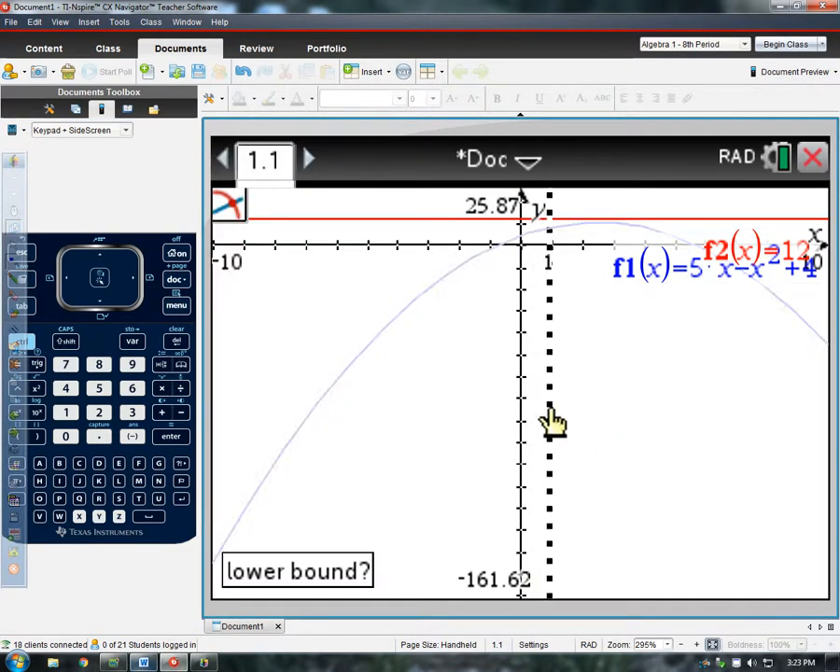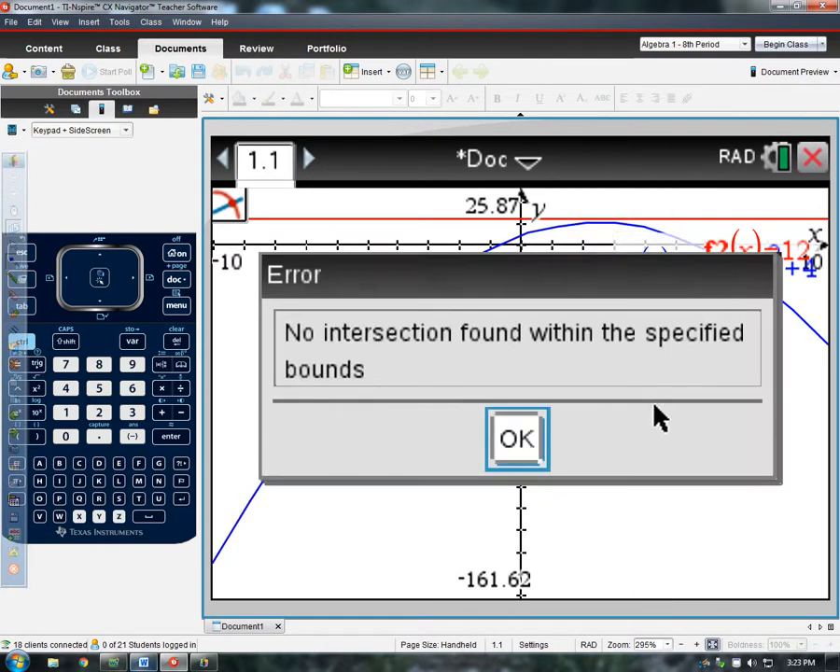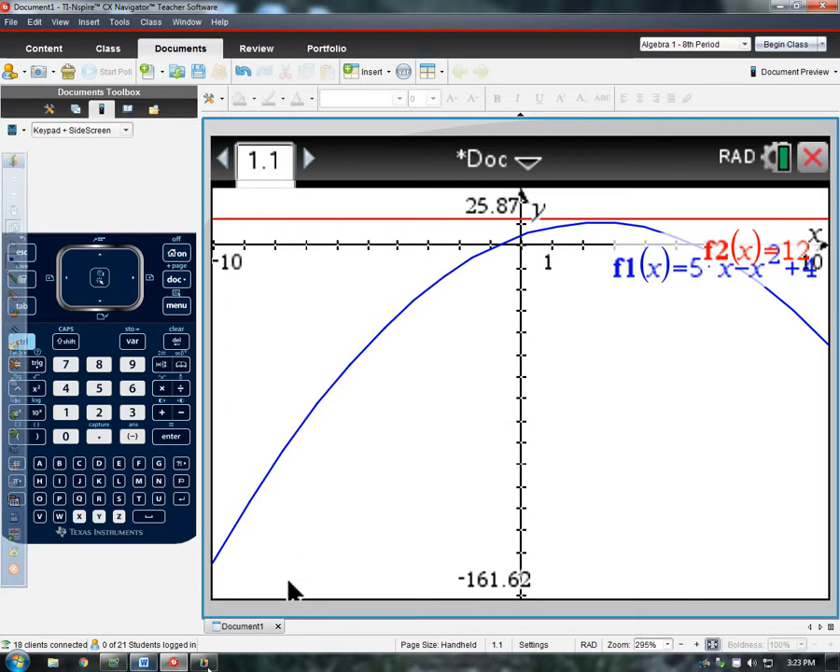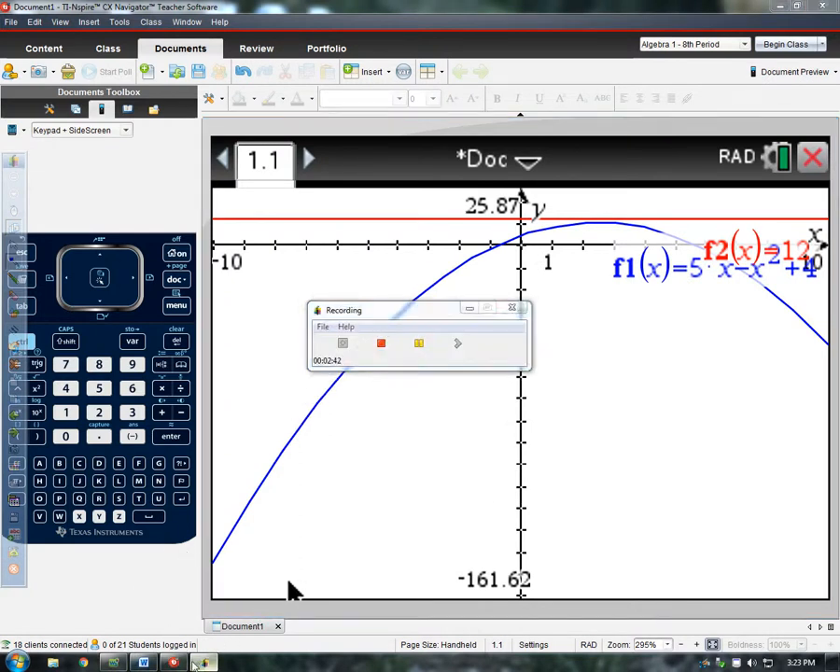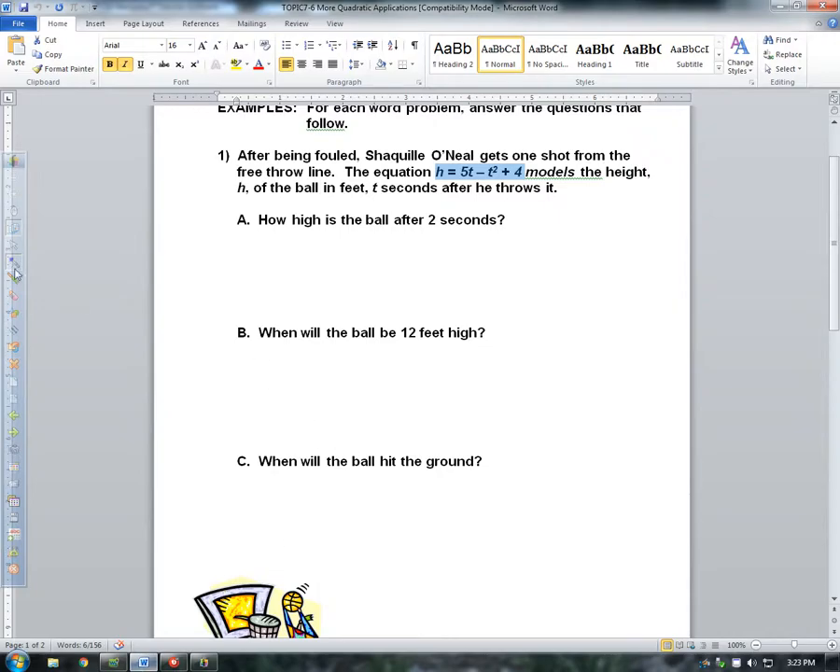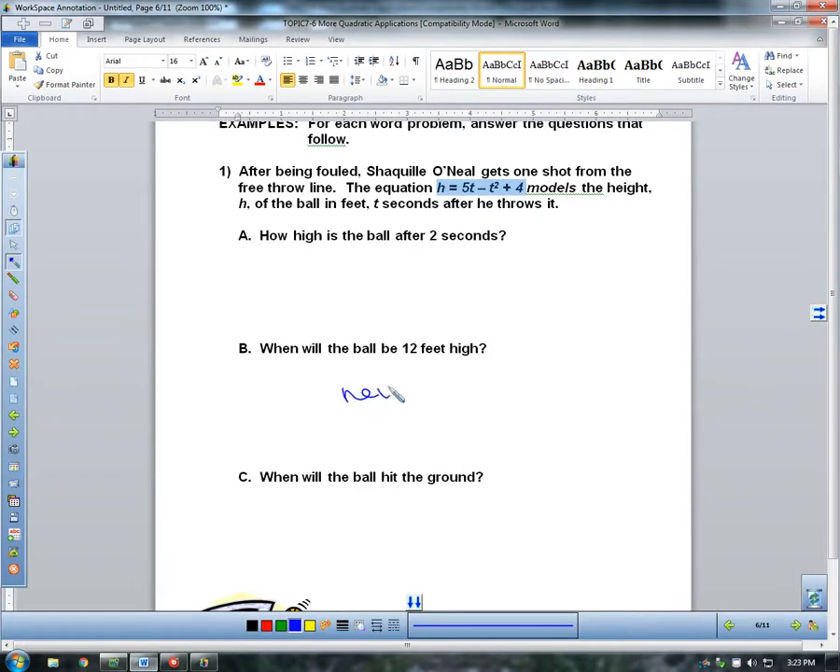Intersection. Be on the left of it, be on the right of it. Guess what? Those two lines don't ever cross. So my answer will be, when will the ball be 12 feet? Well, never. Okay, it never goes above 12 feet.